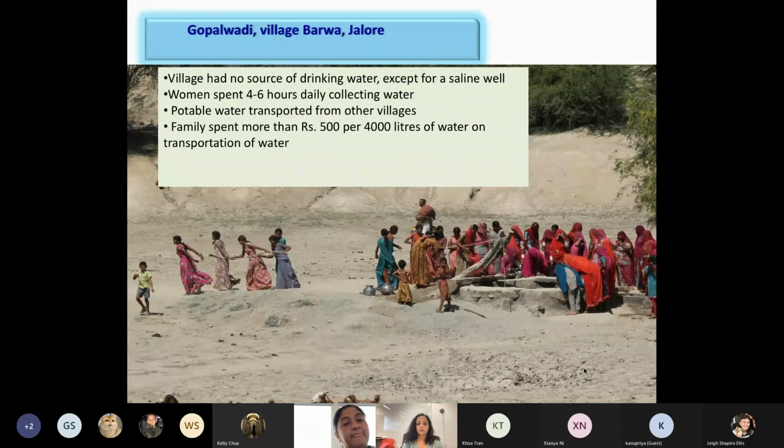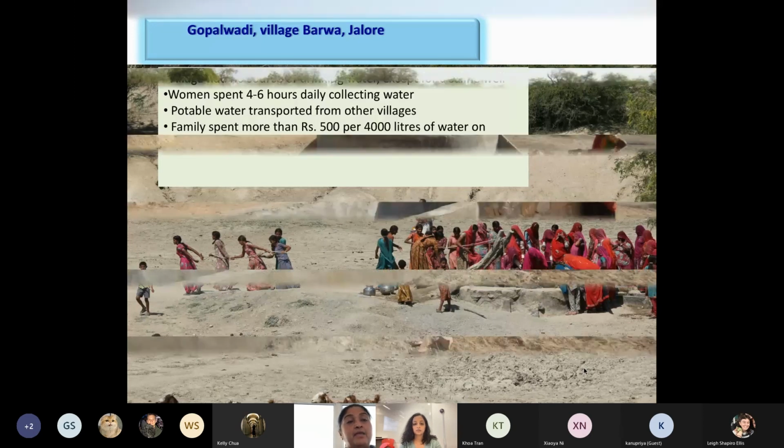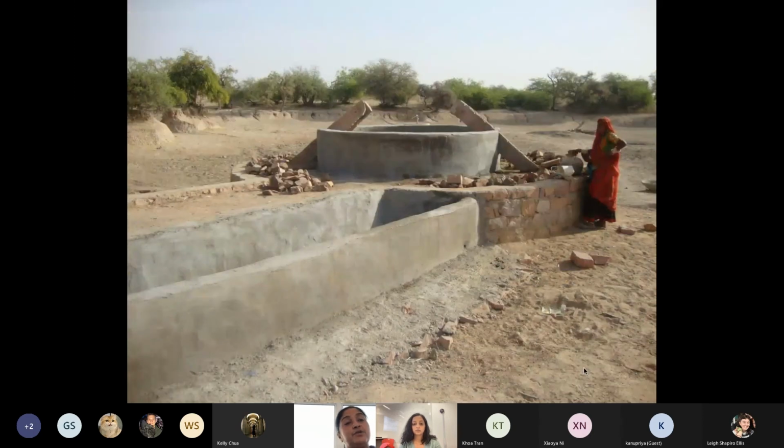This is a saline well, and this is a village where we've done a recharge well. It's a very interesting village. It is on the border of four districts, and people would spend nearly 500 rupees for 4,000 liters of water to transport it. Here we've done a recharge well. So here, if you see this pond, in the background it could not retain water for more than 15 to 20 days because of the soil.